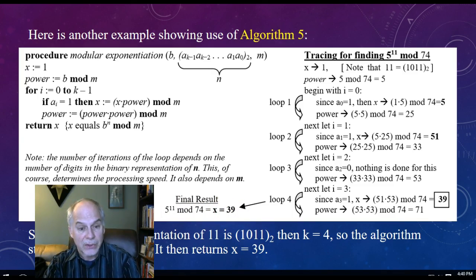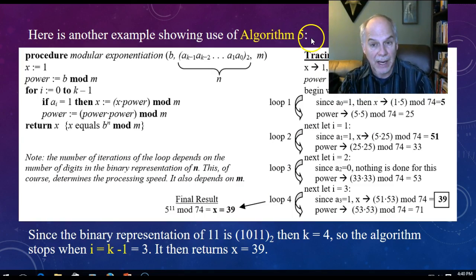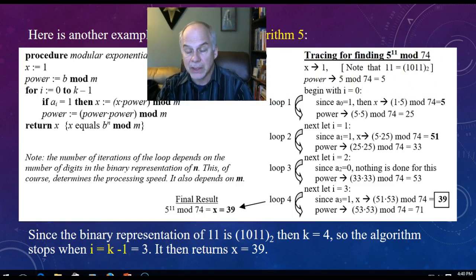So I just traced through algorithm 5 using the example of 5 to the 11th power in mod 74. This last comment is telling you when it stops. Since the binary representation is 1011, we have k equal to 4, so the algorithm will stop when i is 3, which is k minus 1.